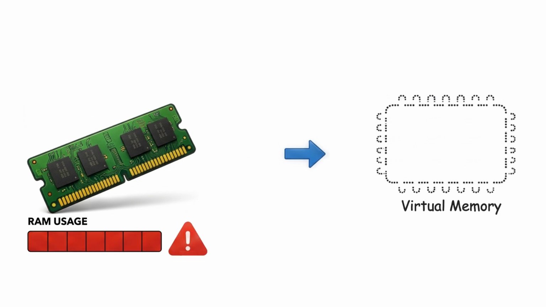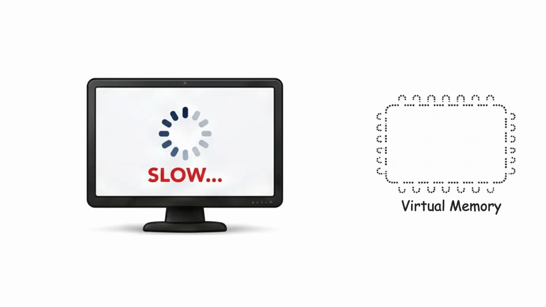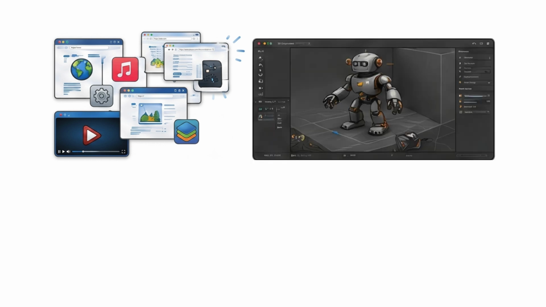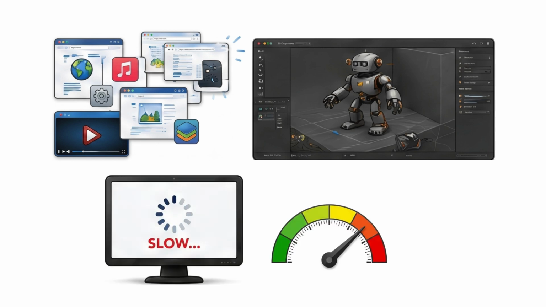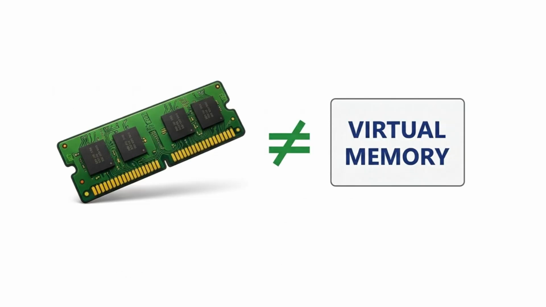But because storage devices are much slower than RAM, using virtual memory also slows the computer down. That's why opening too many applications at once, or running memory-intensive software, can make a system feel less responsive. Virtual memory is useful, but it's really a backup plan, not a substitute for enough RAM.